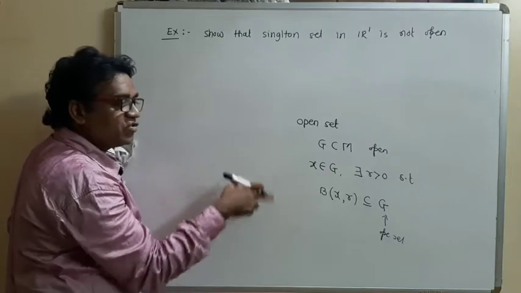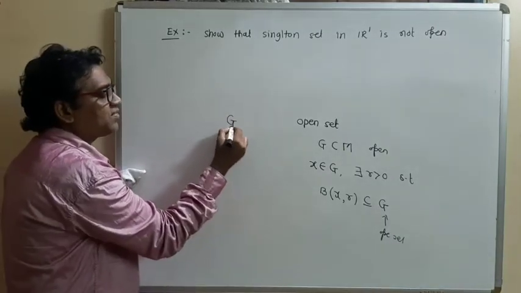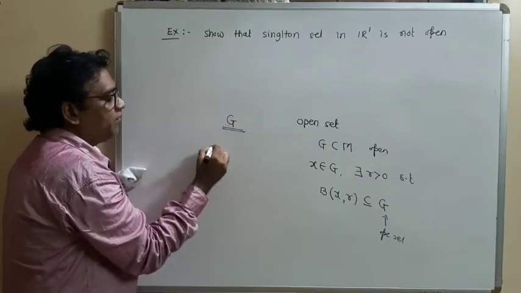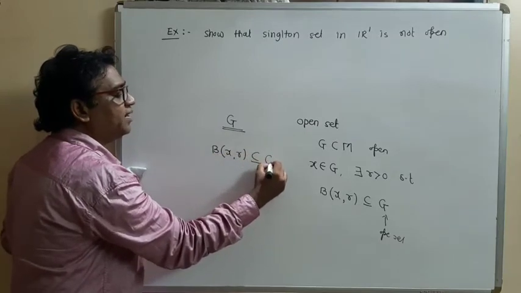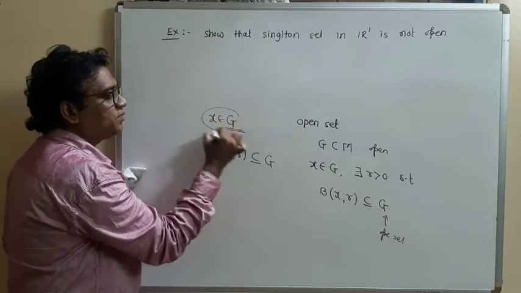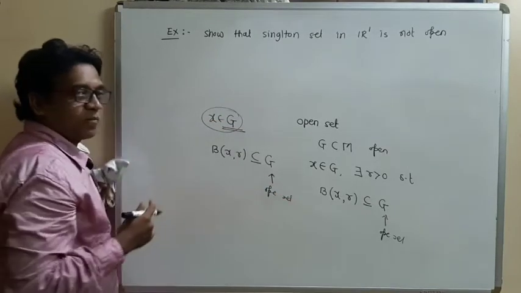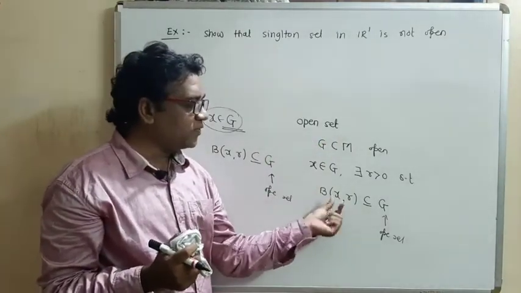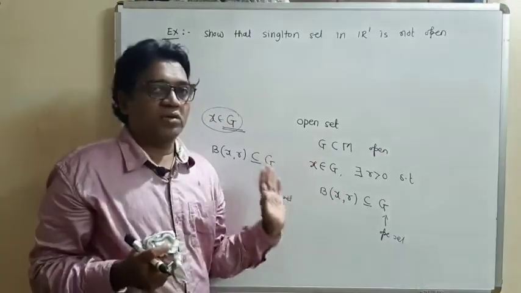See what is the definition of open set. A subset G is said to be open. Open set means we have to find some open sphere B(x, r) which is contained in G, where x is an element of G. Then this G is called the open set.